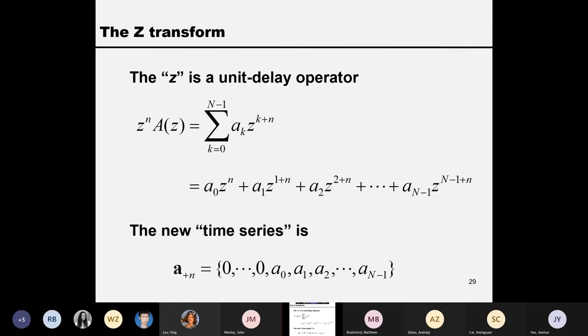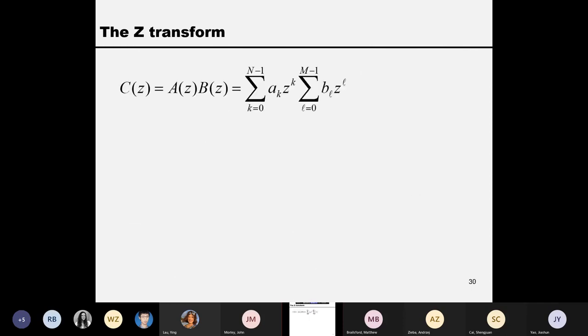Now, first of all, we use the Z transform to lead to, as I said, convolution. If we have two time series, one is A, one is B, after Z transform we call them A(Z) and B(Z). Now we simply multiply the two series in the Z transform domain. Remember, this one is the sum of A_k Z^k. This time series A has capital N samples. This time series B has M samples.